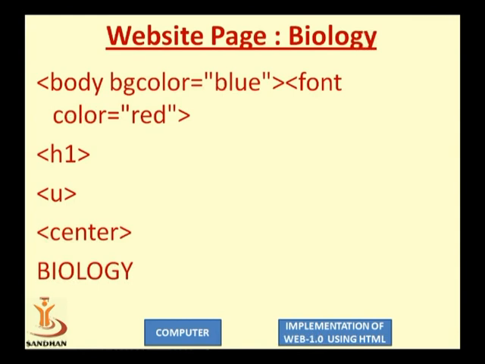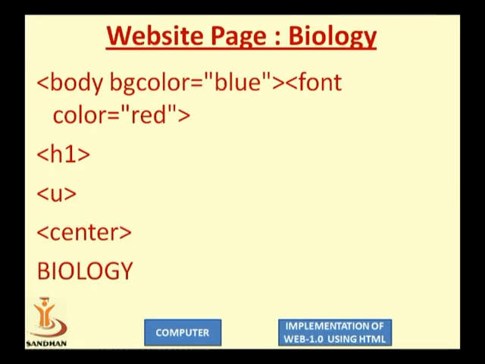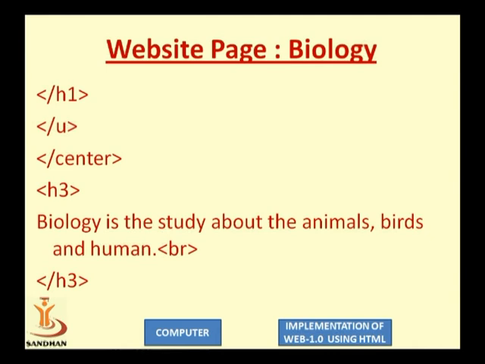Here we put h1, meaning header 1, right? Then the u tag is used for underline. Suppose you want to underline particular content, then you can use the u tag. Then center means you want to display the text in the center, right? So here we want to make the word biology centered, right? That is why we use the center tag. After this, we finish the h1 header 1 part. If we don't finish h1, then it will not give the right output.